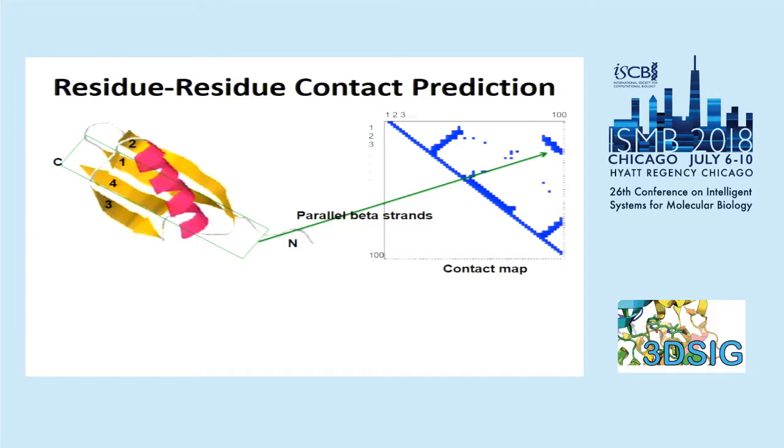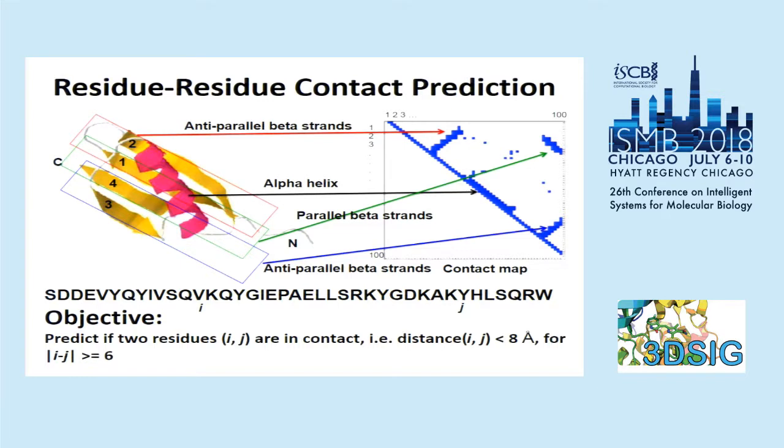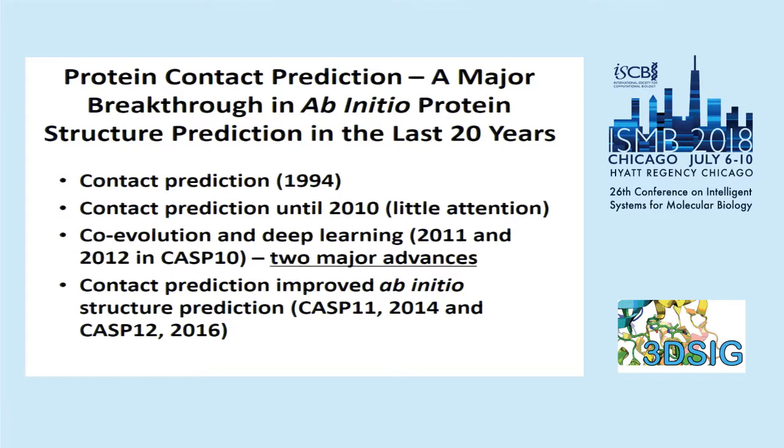So the key question in contact prediction is, given a protein sequence, can we predict if any two amino acids I and J are in contact? That means their distance is below a threshold such as 8 angstrom. And we are only interested in the non-local contacts. That means the sequence separation between I and J is greater than or equal to 6. And contact prediction has long been conceived.